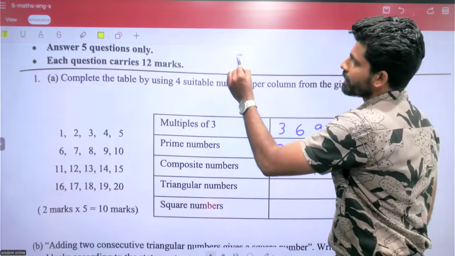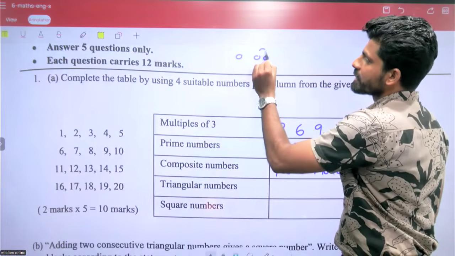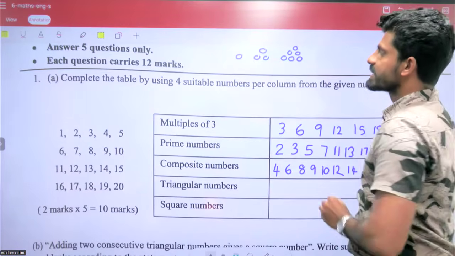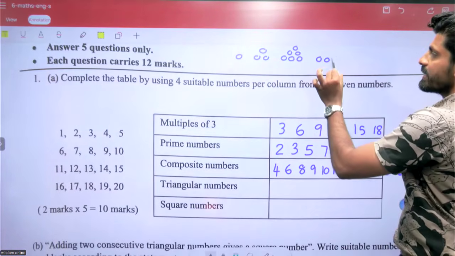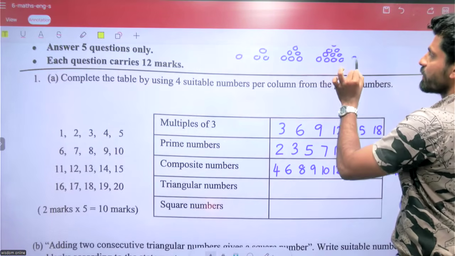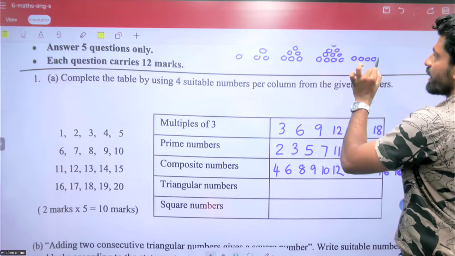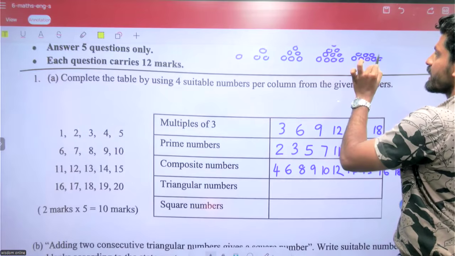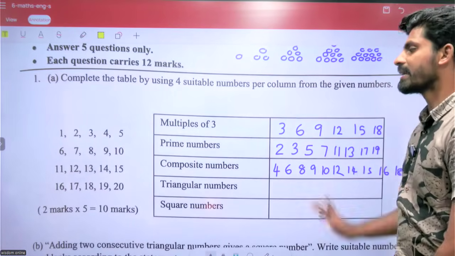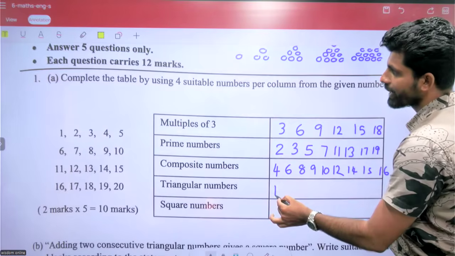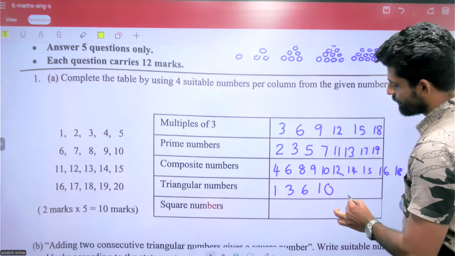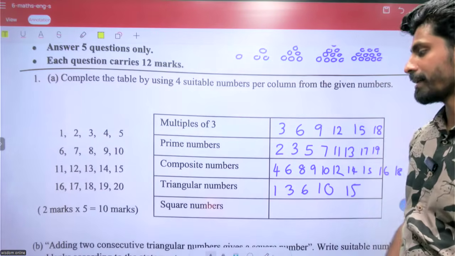Triangular numbers. Triangular numbers means 1 plus 2, 3. 1 plus 2 plus 3, 6. 6 plus 4, 10. 10 plus 5, 15. So that means 1 is a triangular number, 3, 6, 10, 15. So those are the triangular numbers.